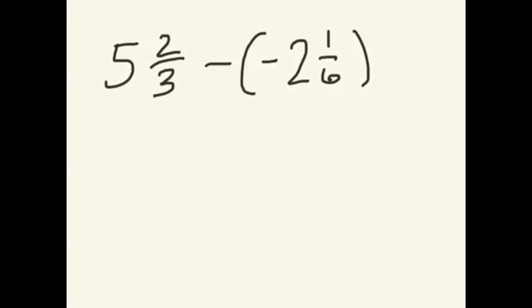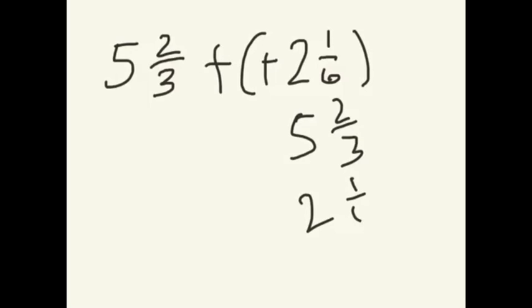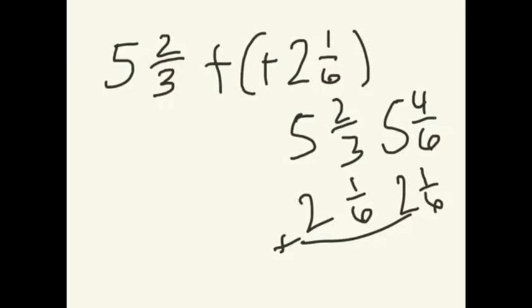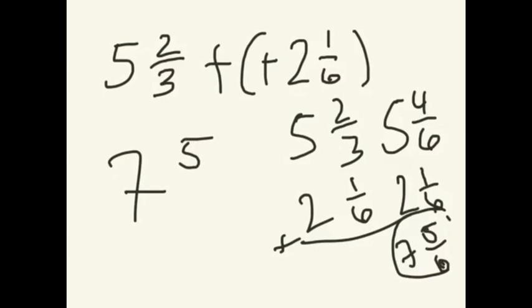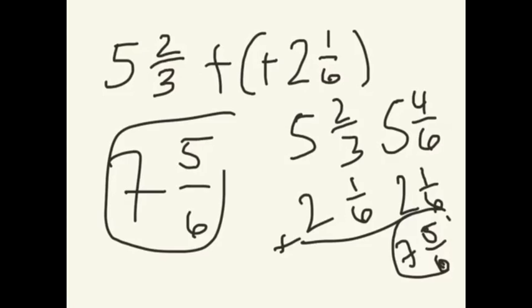So in this case, I'm going to keep change opposite. And when I keep change opposite here, it just becomes a standard addition problem. I keep change opposite. I convert my fractions to common denominators. And in the end, my answer is positive, 7 and 5/6.